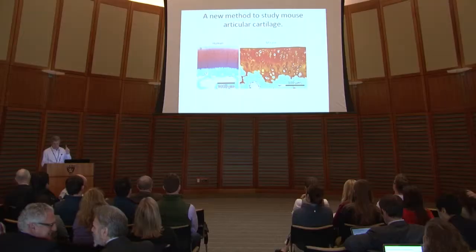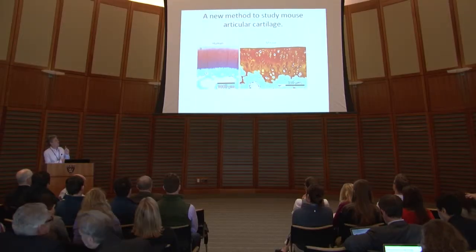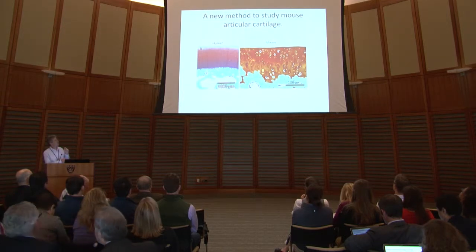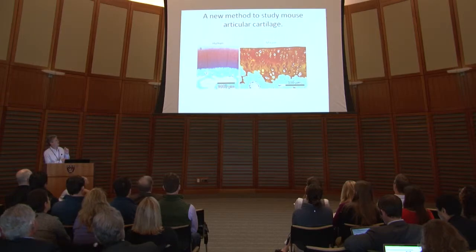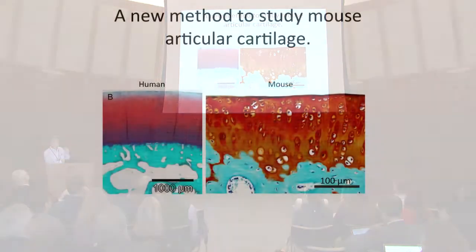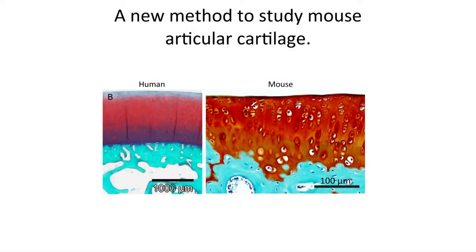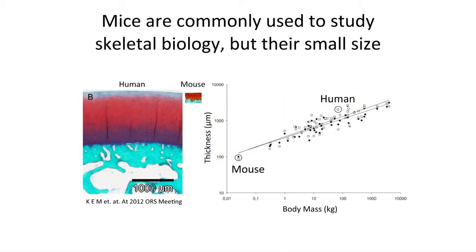So I'm going to tell you about a new method for studying mouse articular cartilage, and why mice. Mouse cartilage looks very similar to human cartilage. Here's the surface of the cartilage, the intermediate layer, the deep layer, the subchondral bone in a human. Here's mouse: superficial zone chondrocytes, intermediate, calcified cartilage, bone underneath. But notice the difference in scale. Mouse cartilage, relative to human cartilage, is minuscule in size.